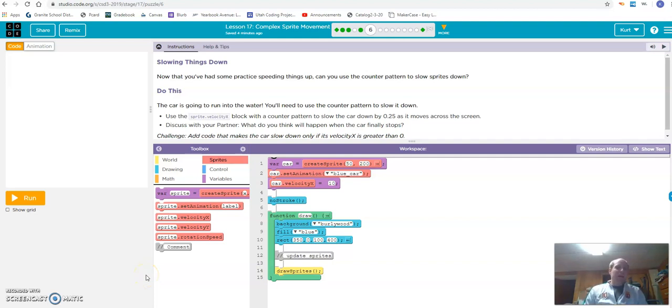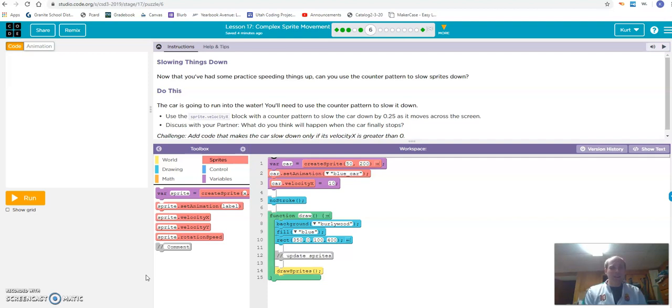Okay, I'm back. Here is puzzle 6. This one usually gives students a lot of trouble. Up until this point, we've just been having something move across the screen at an increasing velocity, so we've had it accelerating. In this case, we want to actually slow something down, so we want it to decelerate.